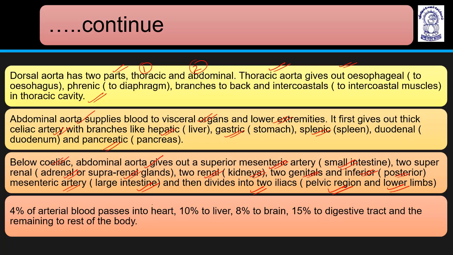4% of arterial blood supplies to the heart, 10% to liver because of high metabolic functions, 8% to brain, 15% to digestive tract, and remaining to the rest of the body.